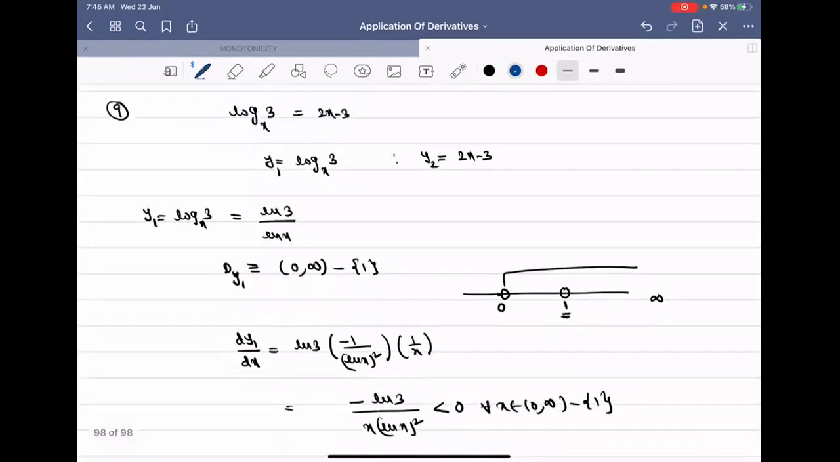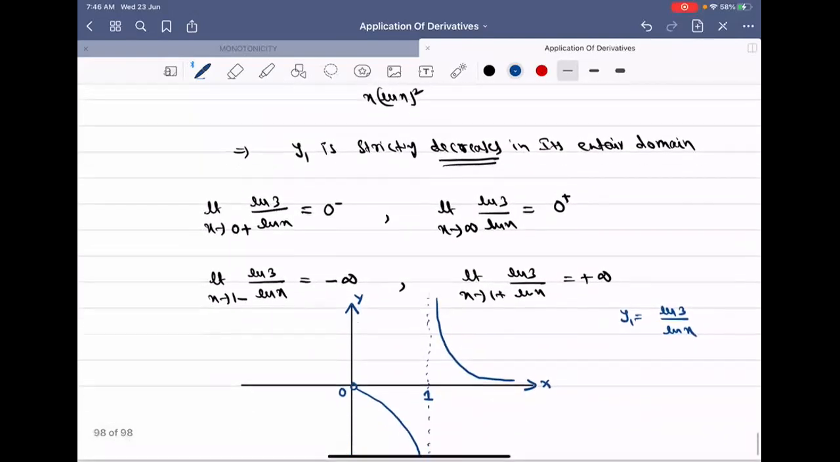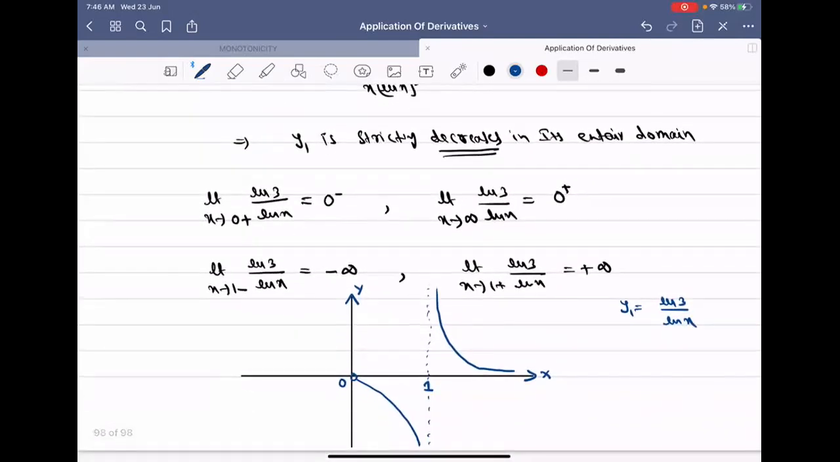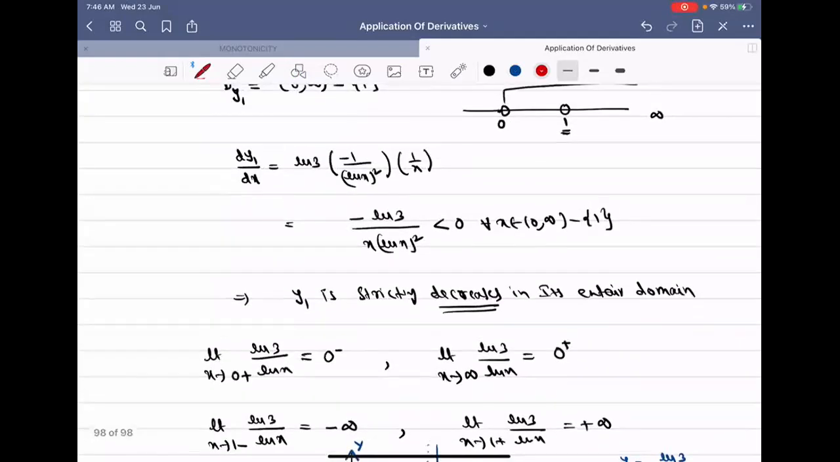Next is a simple straight line, y2 equal to 2x minus 3. The slope is 2, that is, the angle is acute. It intersects the x-axis where y is 0, at x equal to 3 by 2. This is 1, and 3 by 2 will be somewhere over here. Therefore the graph of y2 will be like this. This is the graph of y2 equal to 2x minus 3.